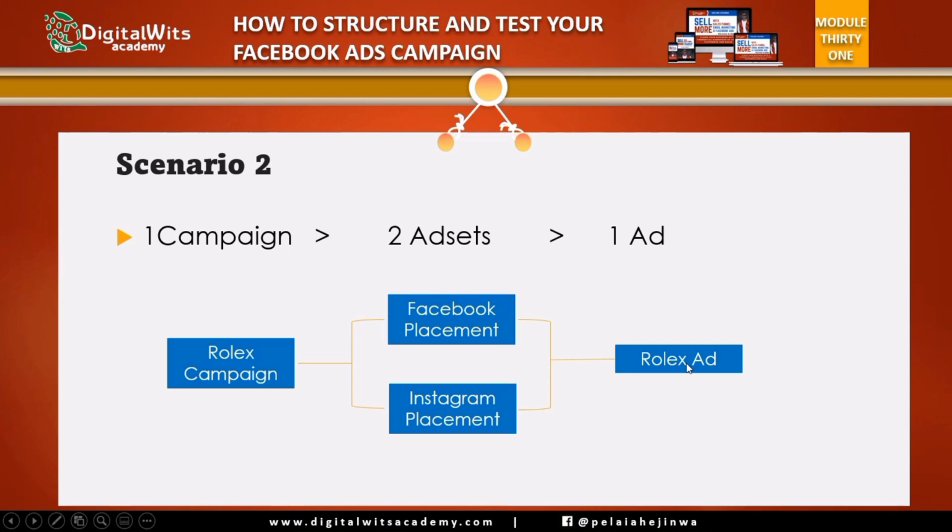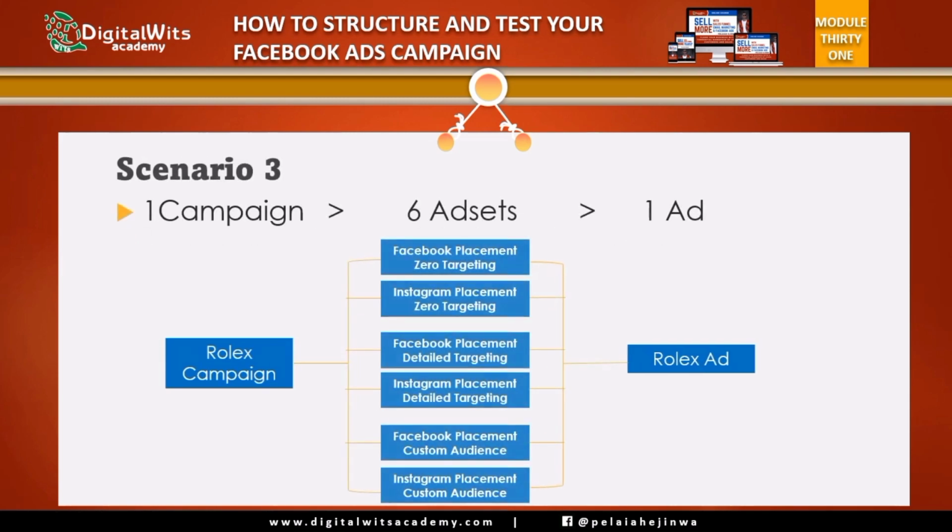Then scenario number 3 is where you now have multiple ad sets. You now separate everything step by step. You have 6 ad sets here. You can have as many as 10. When you learn how to create custom audiences, lookalike audiences, and audiences from your email, you can create ad sets for those different audiences, and you can add them to this list.